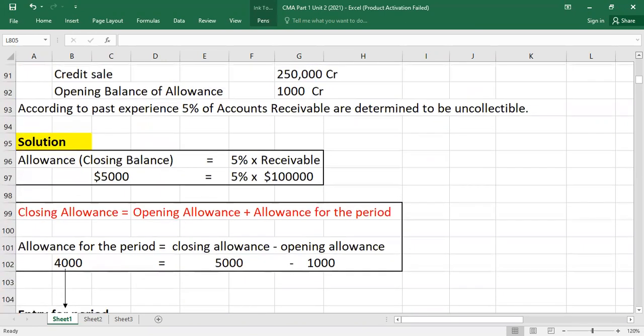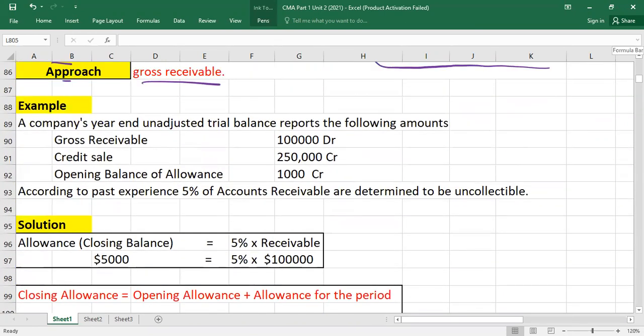So we have the same example, just changing the percentages. We have the company's year-end unadjusted trial balance reporting the following amounts. We have gross receivable, we have credit loss, we have opening balance of allowance. And according to past experience, 5% of account receivables are determined to be uncollectible. So this is 5% of receivables. Receivable amount is how much? 100,000. Understood? So here we go.